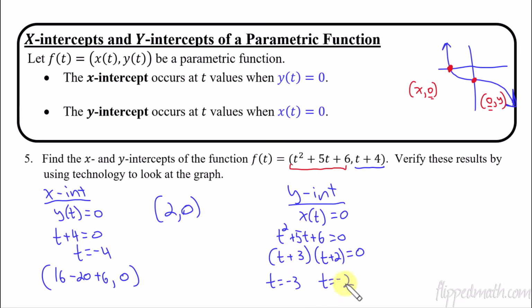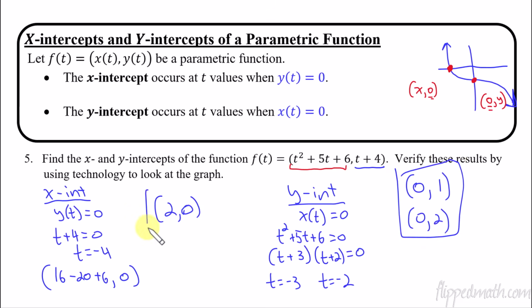So we take each of these and we plug them in. Now we already know if it's a y-intercept that the first coordinate point is going to be 0, right, for a y-intercept. And you could verify that. Plug the -3 in here. You're going to get a 0 if you plug that in. So 0, comma, -3 plus 4 is 1. So there's one of my y-intercepts. My other y-intercept is going to be 0, comma, plug in the -2. -2 plus 4 is a 2. So there's the y-intercepts. There's the x-intercept.